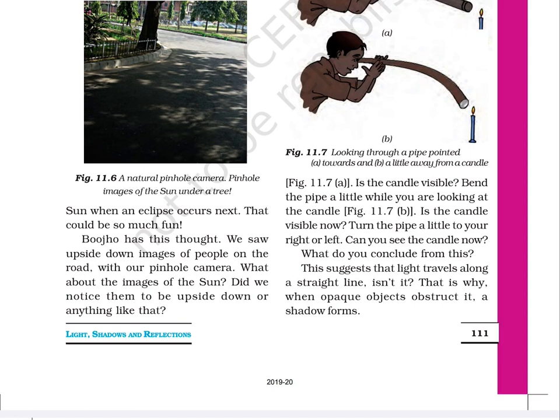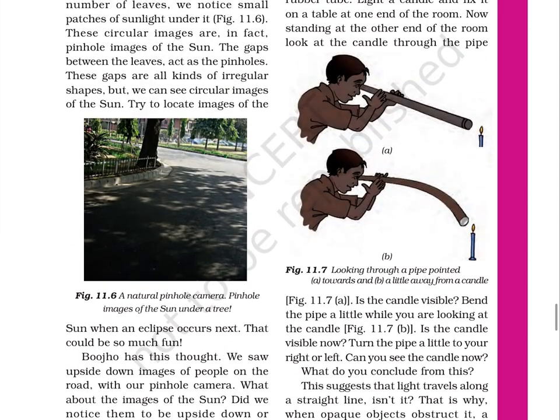Turn the pipe a little to your right or left. Can you see the candle now? What do you conclude from this? This suggests that light travels along a straight line, isn't it? That is why when opaque objects obstruct it, a shadow forms. Figure 11.7, A and B. Looking through a pipe pointed. Figure A shows towards and figure B shows a little away from a candle.